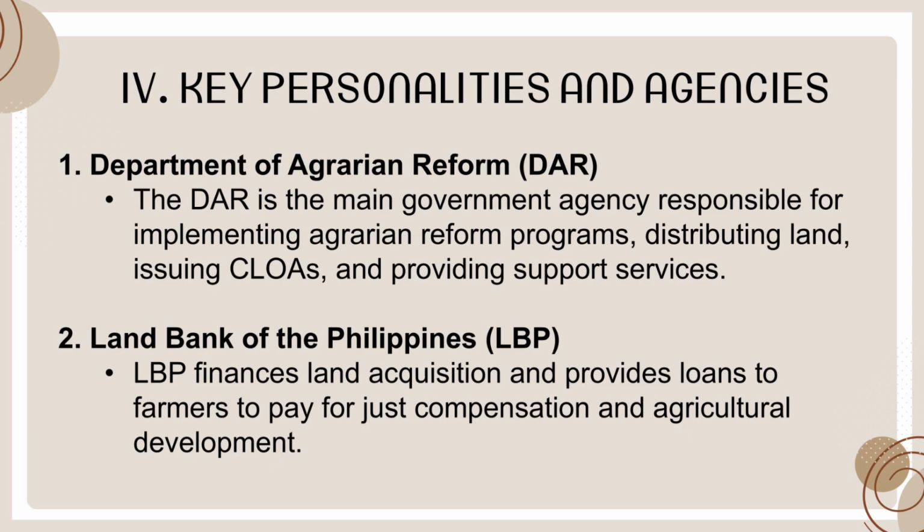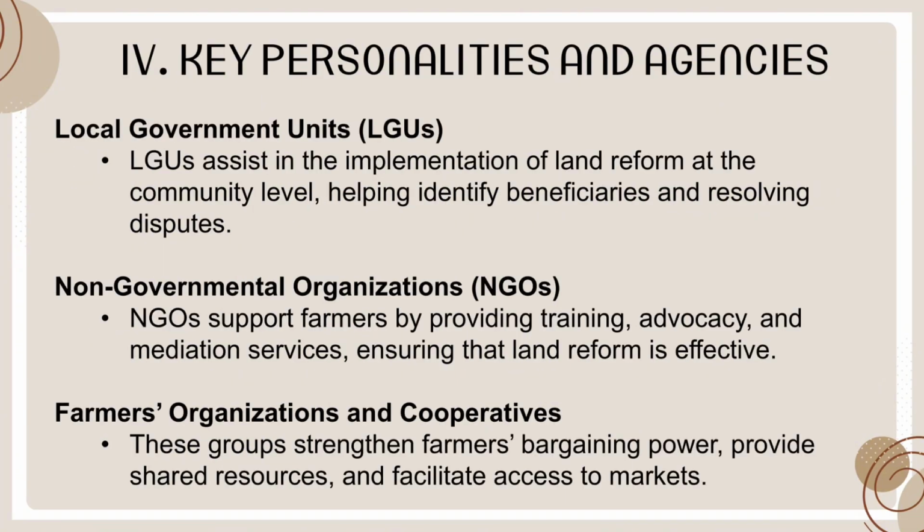So these agencies make agrarian reform possible in practice. Let's talk about the local government units, or the LGUs. They help identify beneficiaries, and they also resolve land conflicts. Non-governmental organizations provide training and legal help, and they also protect farmers' rights. And we also have the farmers' organizations and cooperatives. They help farmers sell products, and they also help increase bargaining power.